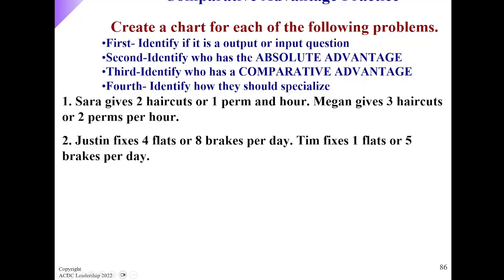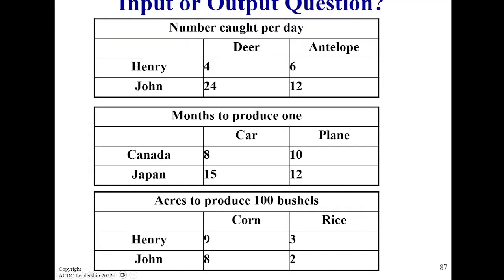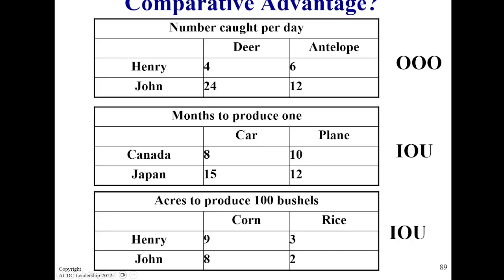So that's just a general idea. Now let's look at input versus output questions. Number caught in 1 day, that's output. Deer and antelope are being sold. And months to produce 1? Months is time. Consumption, so goods are outputs. So this is an output question. Months is time, so this is an input question. And acres is land, so this is also an input question. So it's going to go output, input, and input.